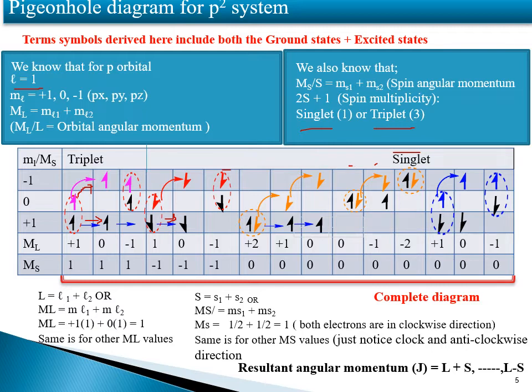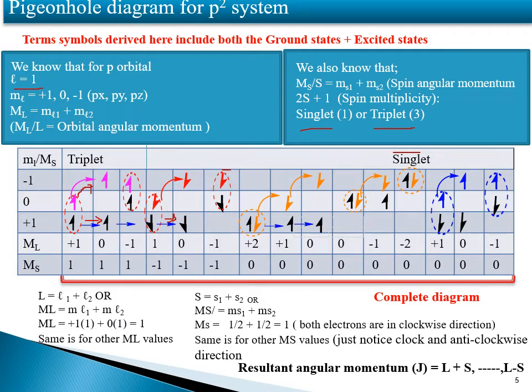Now coming toward the number of sets or the type of term symbols, how many term symbols are possible from this pigeonhole diagram? We will discuss it in the next slide. It is a complete pigeonhole diagram. However, we will work only with a partial pigeonhole diagram because it can fulfill our requirements.